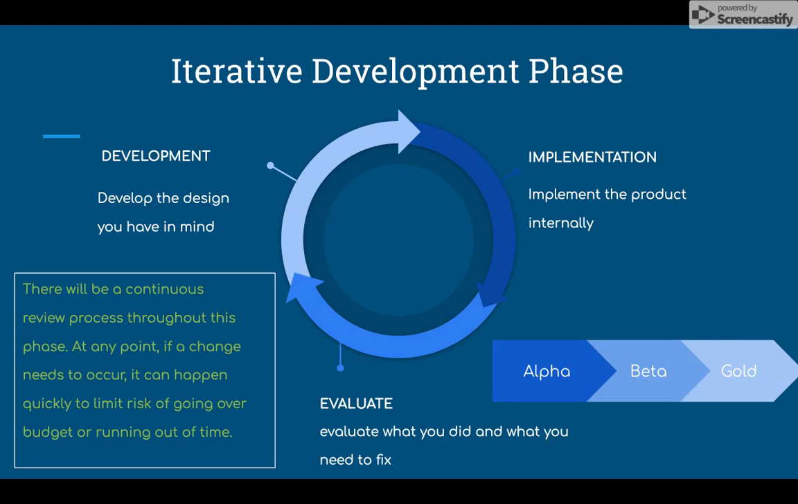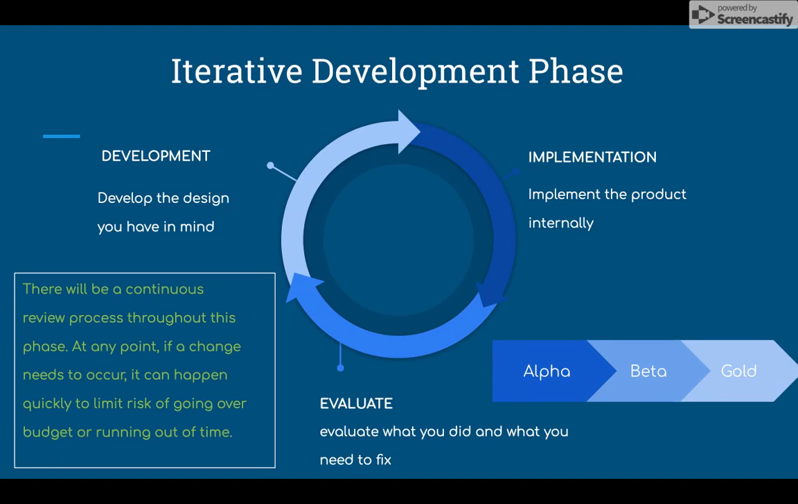The first step is development. This is where you develop the design you have in mind, and then you actually implement the product internally. And once you go through implementation, you can evaluate what you did and what you need to fix. If you need to go back to the first step of development or the whole iterative design phase, you have the flexibility to do so.